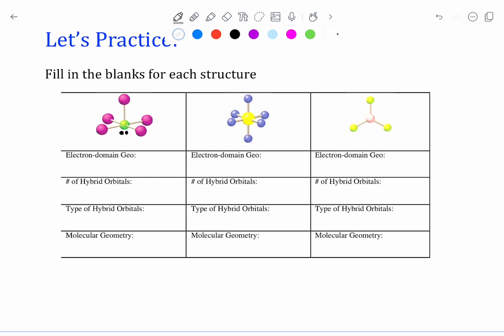So we can start off by counting our number of electron domains. In our first structure we have 6, in our second structure we have 6, and in our third structure we have 3. So 6 and 6 correspond to the same electron domain geometry, which is octahedral. And for our last one, 3 electron domains is trigonal planar.